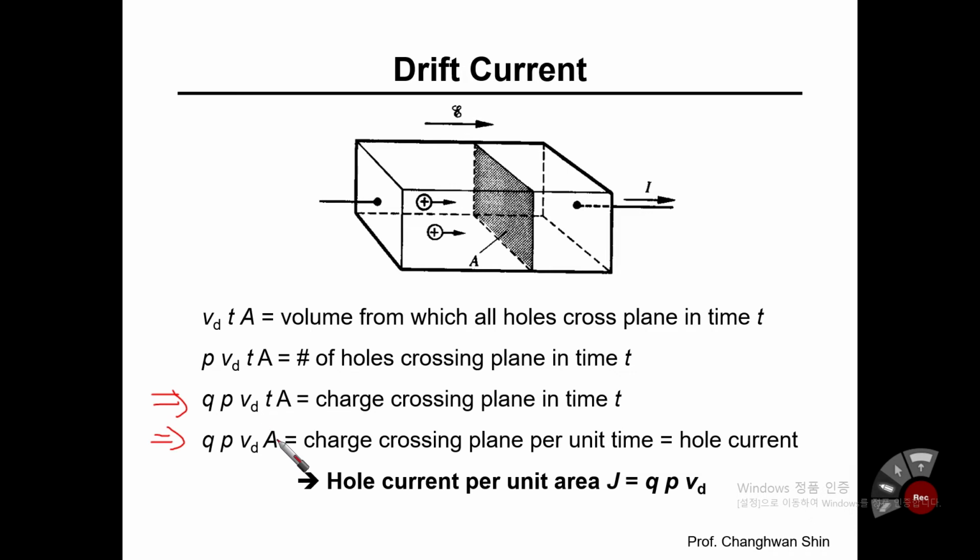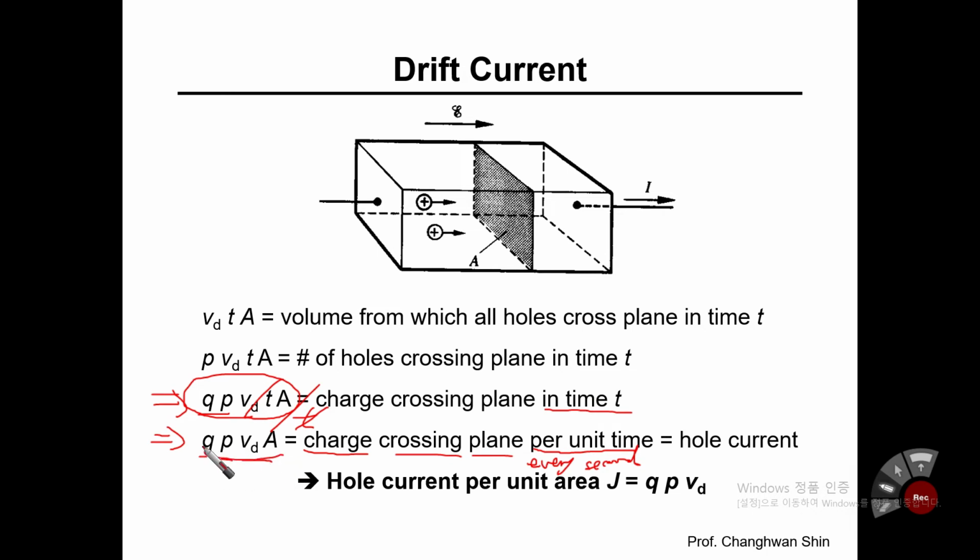QPVDTA, no T, right? No T, and T has gone. What it means is we're gonna divide this term by T, which means instead of saying in time T, from now on we're gonna say per unit time, or every second. So every single second, how much charge has crossed the plane? Q times P V D A.